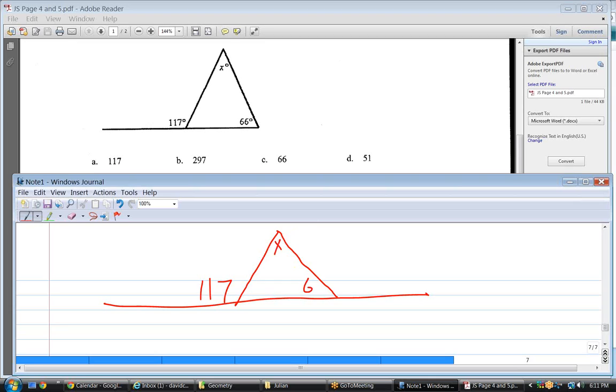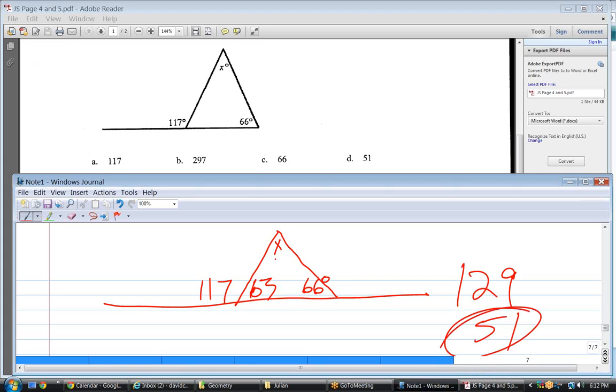Notice how else I can solve this problem. I can figure out what this angle is. Yeah, that's what I was trying to do. 63. I should have let you do it. In other words, the 1 and the 6 have to add to 7. So that's 63, and now figure out X. So 63 plus 66 is 129. Now what's x? What's x based on that? 51. Right.